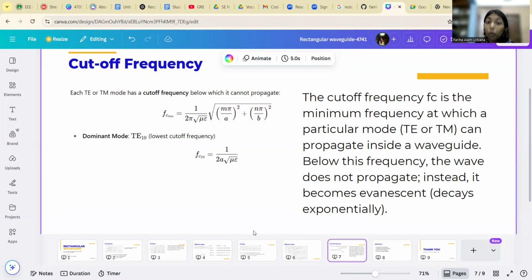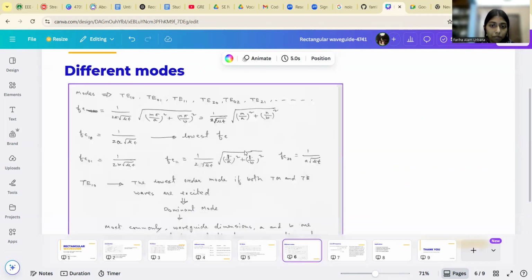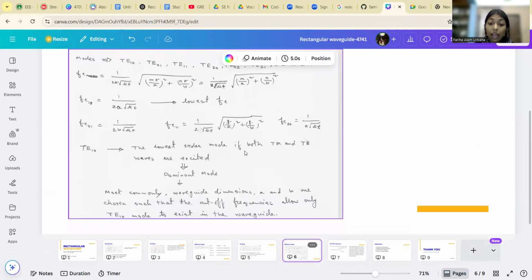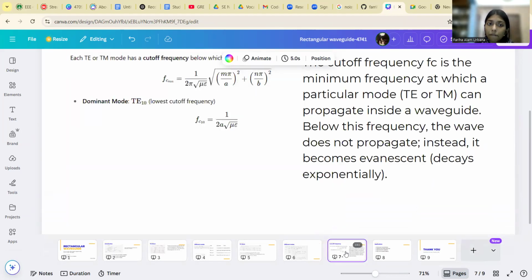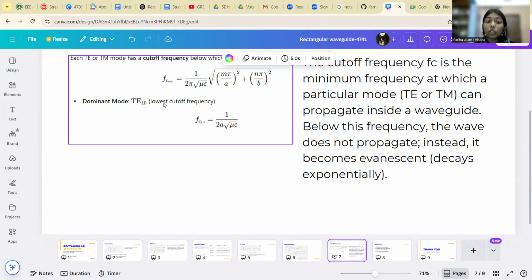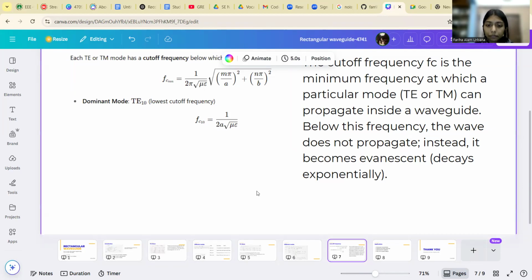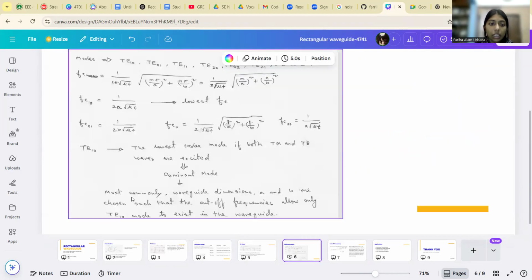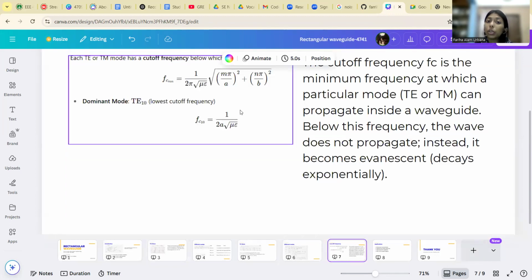And let's talk now about the dominant mode that we were mentioning before. Here, TE10, and you can say that M value in this case is 1 and N value is 0. And if we put these two values, we will get this frequency. So here, TE10 is considered the lowest cutoff frequency. Here, it was mentioned that most commonly waveguide dimensions can be architected in such a way that the cutoff frequency allows only the TE10 mode to exist in the waveguide. So here, for TE10, we got the equation from this cutoff frequency equation.